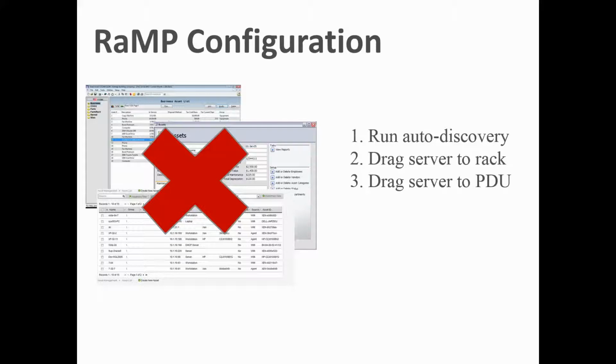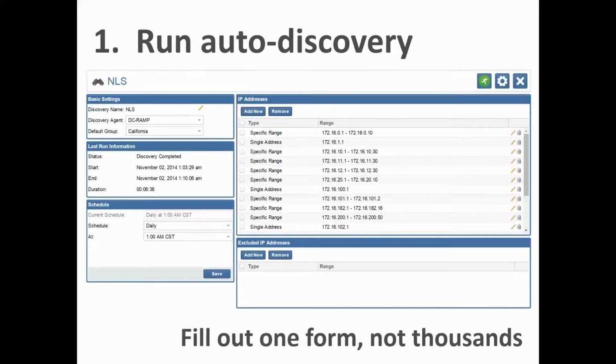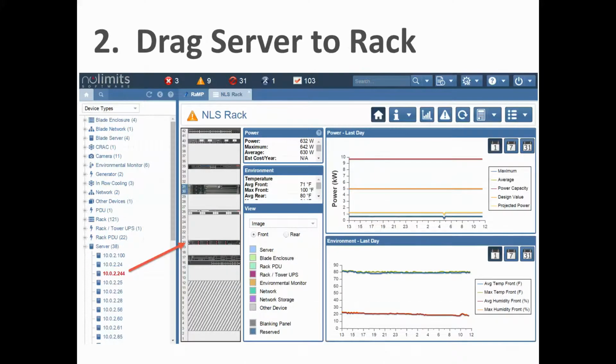So we're going to have three steps. We're going to run auto discovery, we're going to set the location of the asset, and then we're going to set the power connections for the asset. So the first thing we're going to do is go out and run this auto discovery. So our thought process behind this is, hey, we want to fill out one form, not thousands of forms. We want to let the computers and the systems do their work. Once we've gone out and run these auto discoveries and collected this information, there's still a couple of manual steps that we have to do.